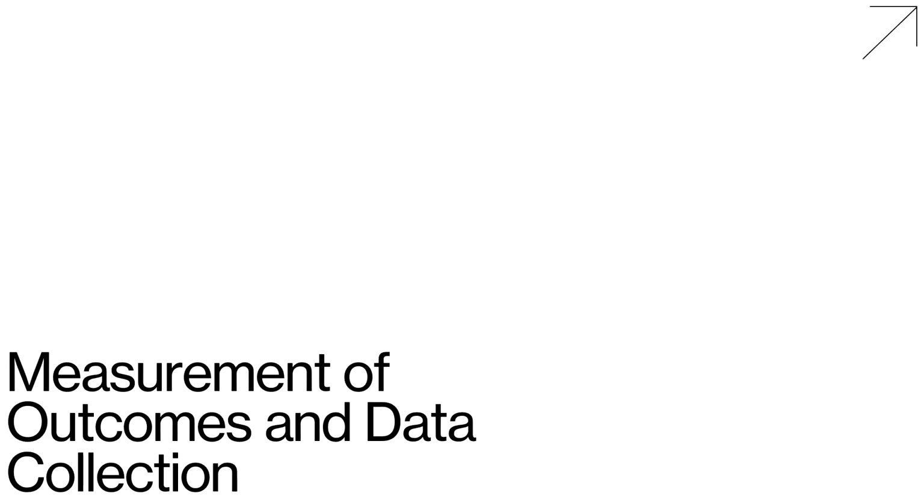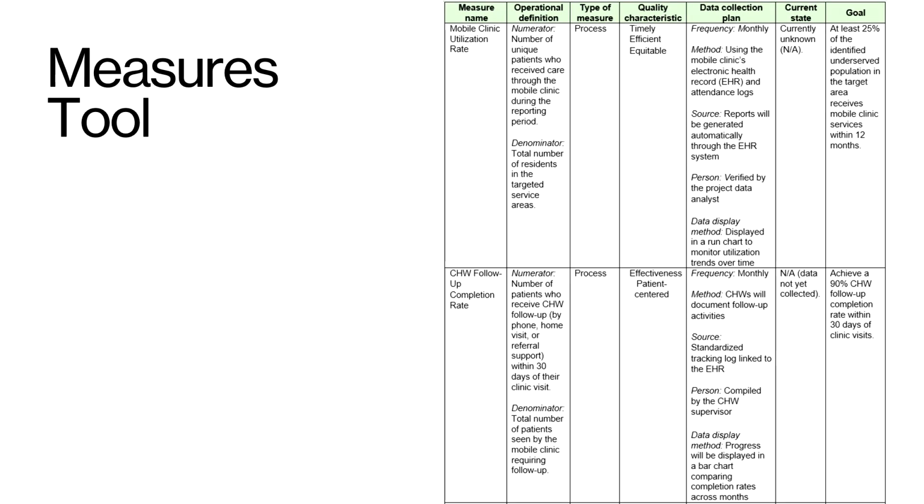Methods used to measure key outcomes related to primary care utilization, chronic disease management, and patient satisfaction to evaluate the project's effectiveness. The measurement tools and evaluation strategies for the quality improvement project. The project tracks several key indicators to assess its impact. Mobile clinic utilization rate. This measures the percentage of the target population who receive care through mobile clinics within 12 months, aiming for at least 25% coverage.